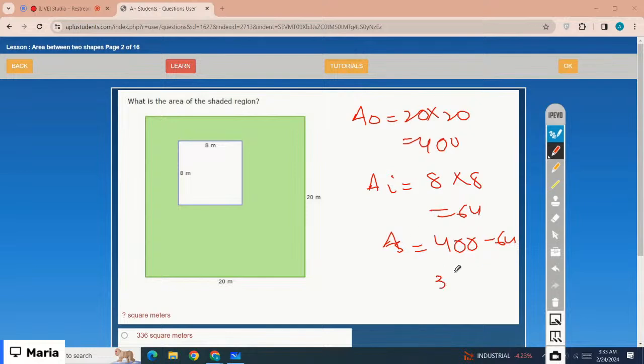Yes, that is 336. So the correct option is option number 1. Got it? The correct option is option number 1, that is 336.